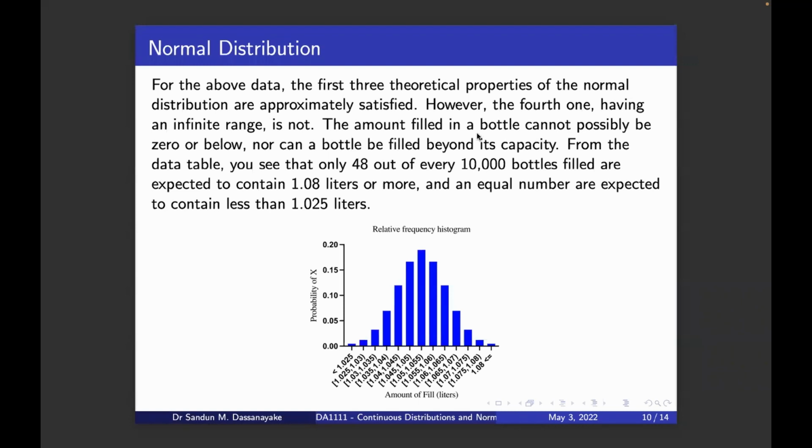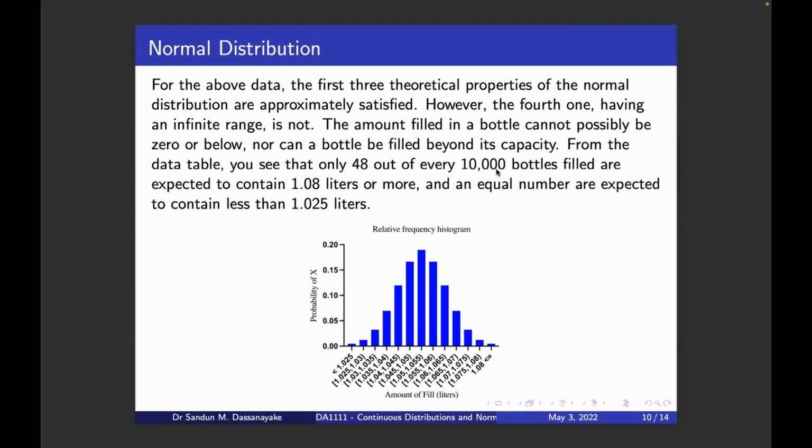However, the fourth one, having an infinite range, is not, because you can't have negative infinity and positive infinity bottles, right? Obviously there will be an end to this. Even the end will be the given bottle being a certain size, so you can't exceed that particular value. So it will always be a finite range anyway. The amount filled in a bottle cannot possibly be zero or below, nor can a bottle be filled beyond its capacity. So that's what I said. You can't go beyond that and go to infinity or negative infinity.